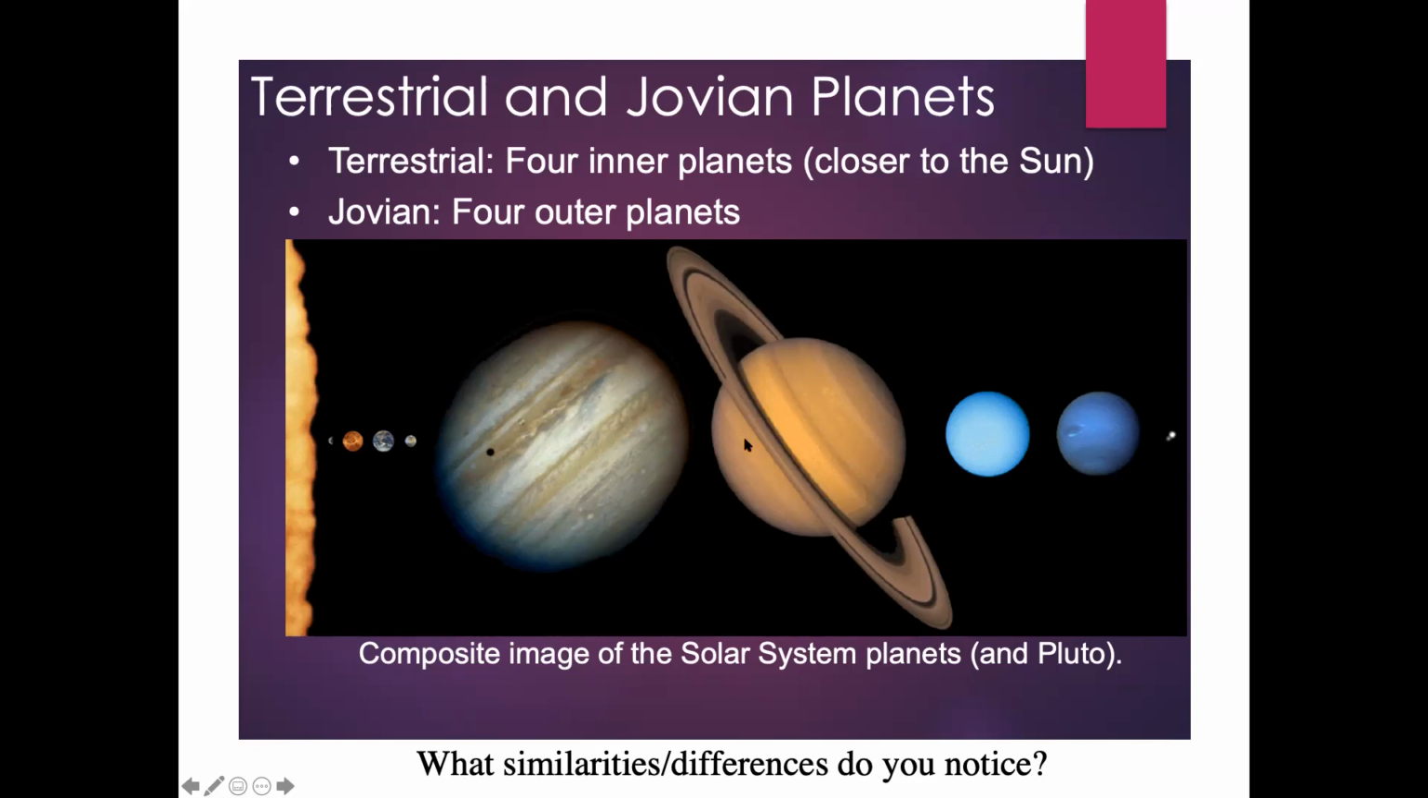So what similarities and differences do you notice? What are some things that you're seeing as you look at this? I'm noticing that Jupiter and Saturn are the largest, and that's because I think they're both gas planets, whereas Uranus and Neptune are both ice planets. Okay, gas and ice. It's not just ice. But also gas planets. What other similarities or differences do we notice?